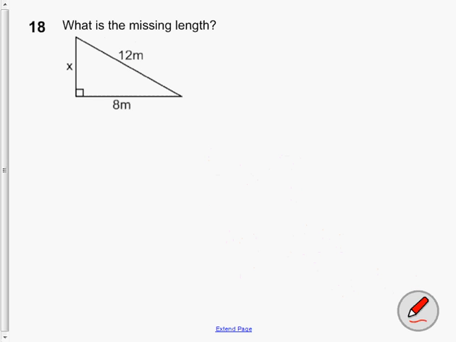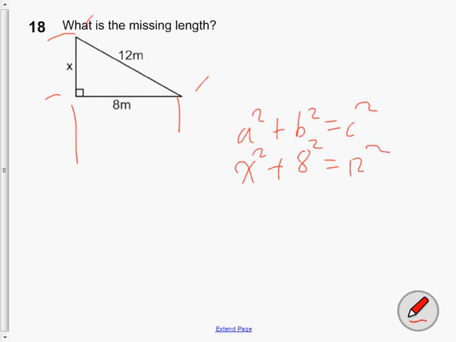Question 18 is a Pythagoras question, fairly simple. What's the missing length? All you need to do is either draw your squares onto each of the legs, or you can use the theorem, a squared plus b squared equals c squared. A is x, so I'm going to put x squared plus 8 squared will equal 12 squared. x squared plus 64 equals 144. Isolate the variable by subtracting 64. I get x squared equals 80.